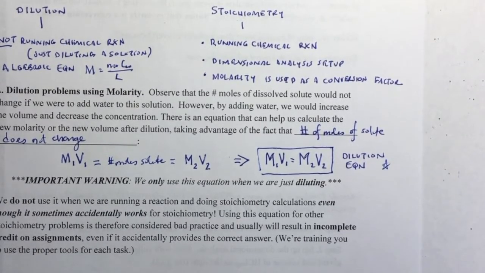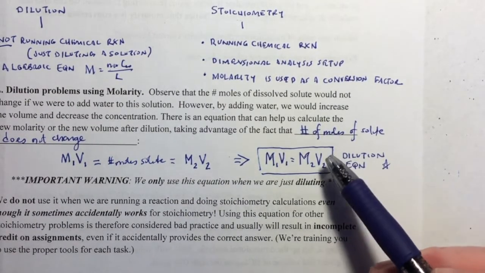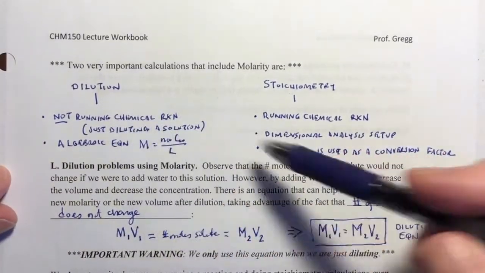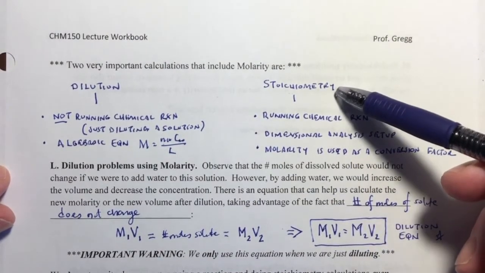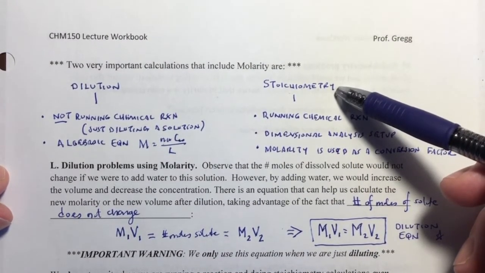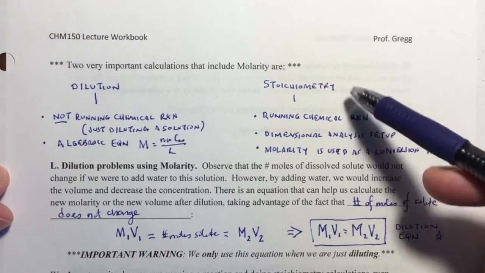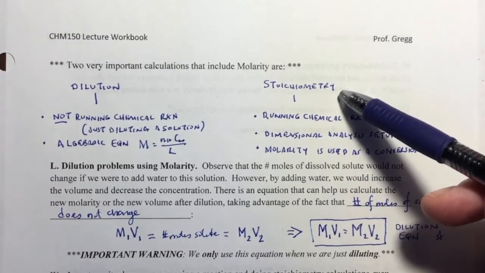However, there is a challenge that students face because it is so useful and it's generally so easy to remember that students are often tempted to use this equation when they shouldn't. Students are tempted to use this equation not just for dilution, but they are also tempted to use it for stoichiometry problems as well. And this is especially problematic because sometimes the dilution equation will coincidentally give you the right answer for a stoichiometry problem.